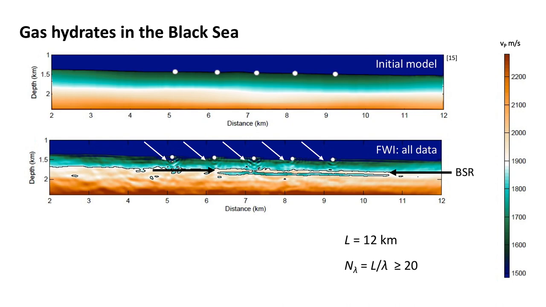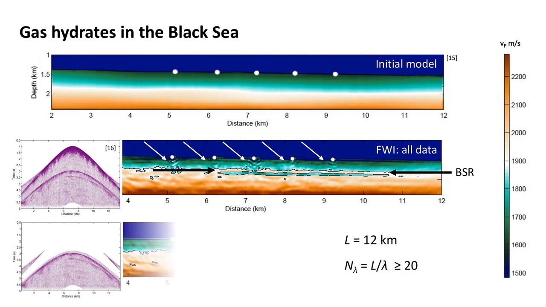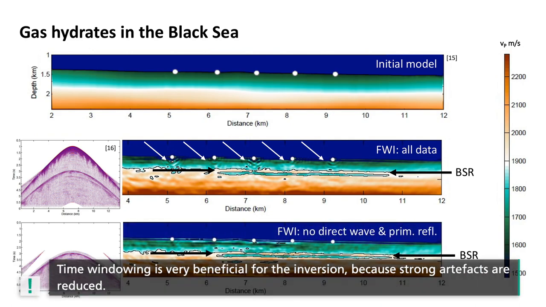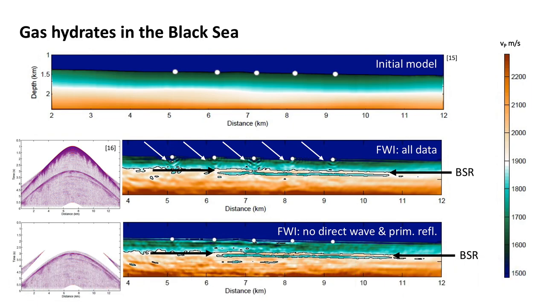Since those waves do not map the BSR, she applied a time window to suppress them in primary reflections as well. She showed that this is very beneficial for the inversion because strong artifacts near the ocean bottom seismometers are reduced and the BSR can be clearly resolved. Another example that FWI can improve the spatial resolution obtained by travel time tomography.